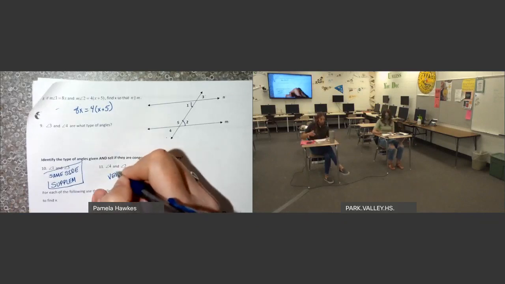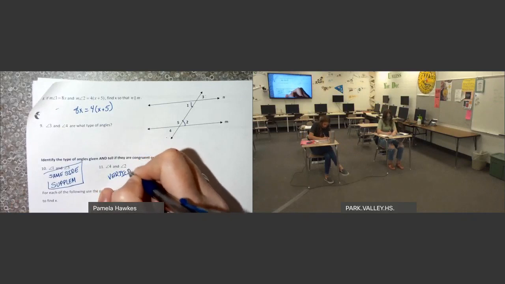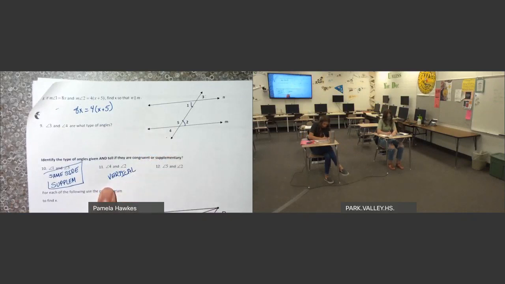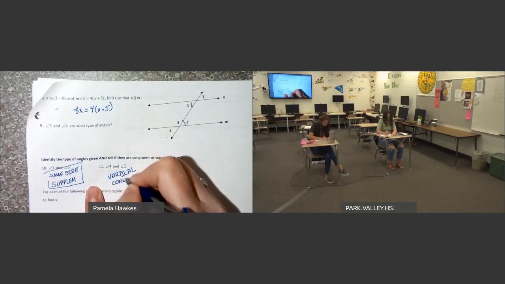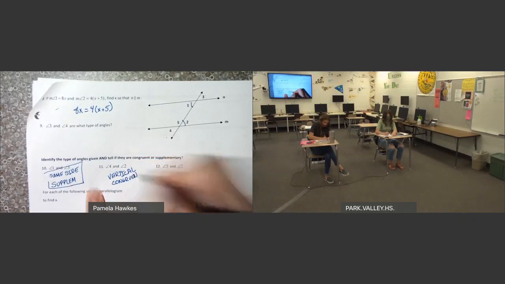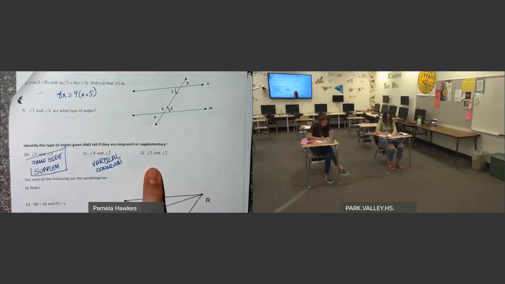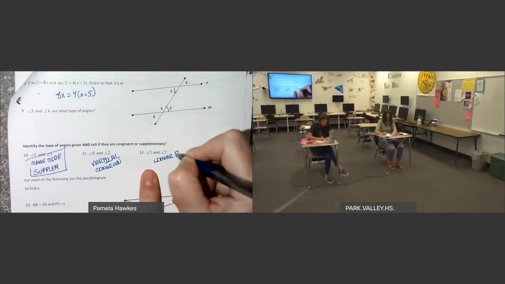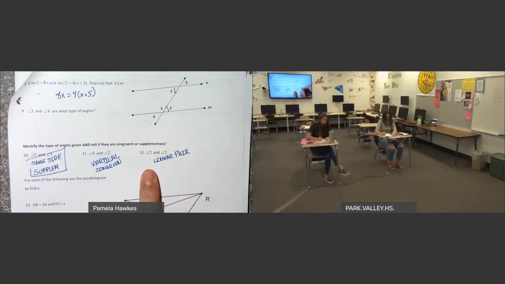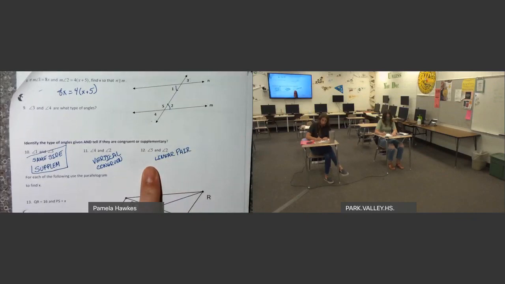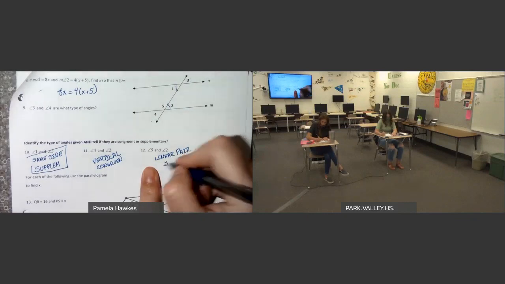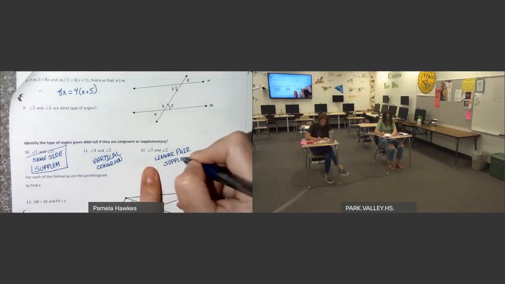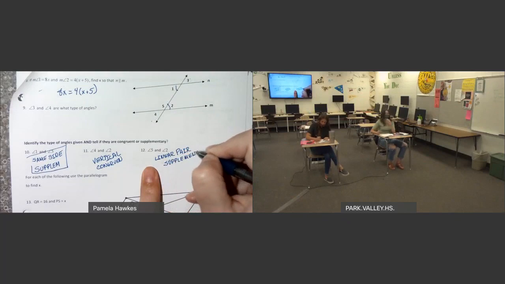Okay, what about 1 and 2 and 4? Vertical. Are they, what else are they? Congruent or supplementary? Congruent. What does congruent mean? Equal. Okay, what about 2 and 5? Linear pair. Look, he's got this part. You're going to ace this part of the test. Congruent or supplementary, Caden? Supplementary, which means? What does supplementary mean, Titan?